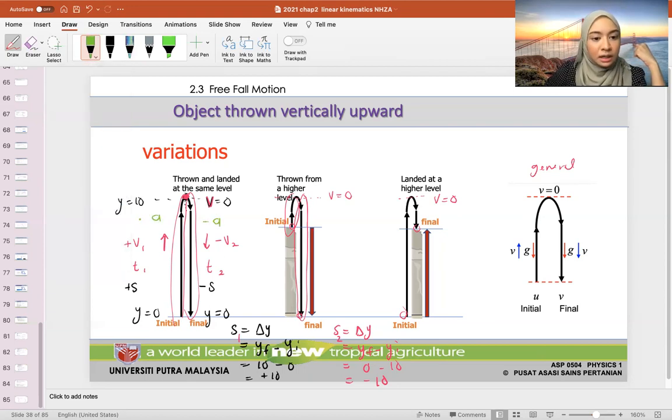Okay, so acceleration is always negative and it is equal to g. What is g? 9.81. Bolehkah kita bundarkan kepada 10? Buat masa ni belum lagi. Okay, untuk physics asasi kita tak pakai 10, kita pakai 9.81. Okay, and also in WebAssign.